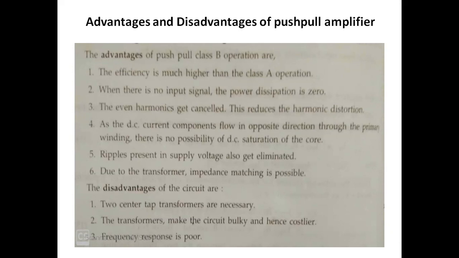Okay. So next, as the DC current components flow in opposite directions through the primary winding, there is no possibility of saturation. Next, ripples present in the supply voltage are also eliminated. We have some ripples in the supply, and those ripples can also be eliminated.